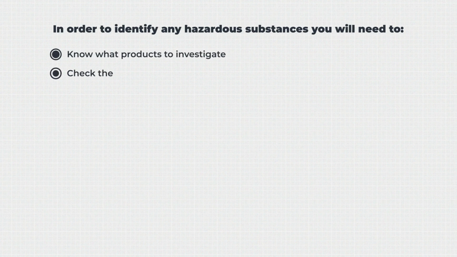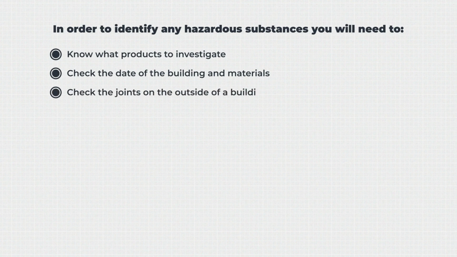As many structures could viably still contain traces of asbestos and/or ACMs, aka asbestos-containing material, it is vital that some kind of investigation is undertaken when performing any kind of restoration or demolition on properties built before the year 2000. In order to identify any hazardous substances, you will need to know what products to investigate, check the date of the building and materials to see if any predates 2000, check the joints on the outside of a building.